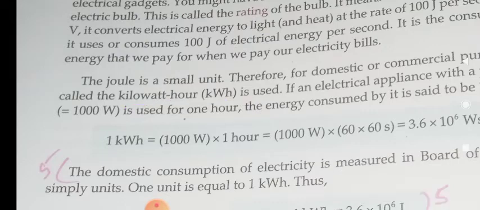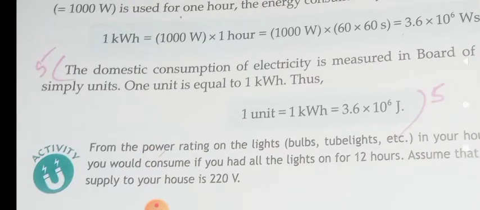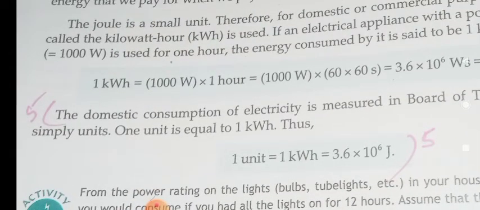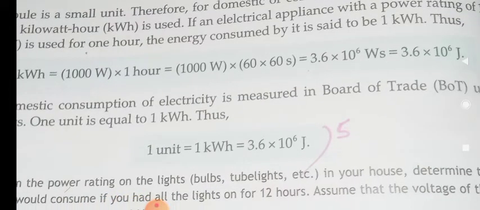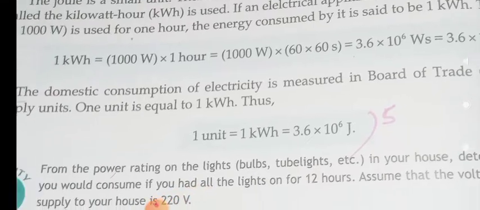Thus, 1 kilowatt hour equals 1000 watt into 1 hour, or 1000 watt into 60 into 60 seconds, since 1 hour can be written like this. So that is equal to 3.6 into 10 power 6 watt seconds, or this can also be written as 3.6 into 10 power 6 joules. Do you understand? Yes.